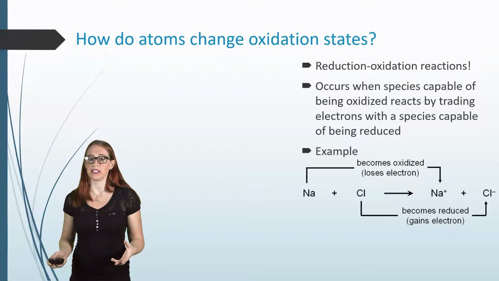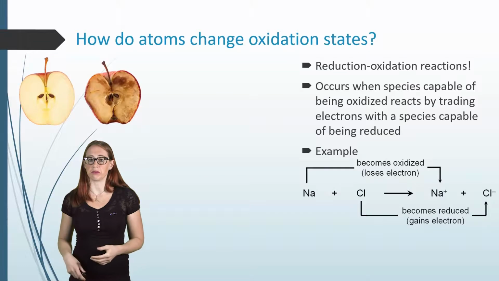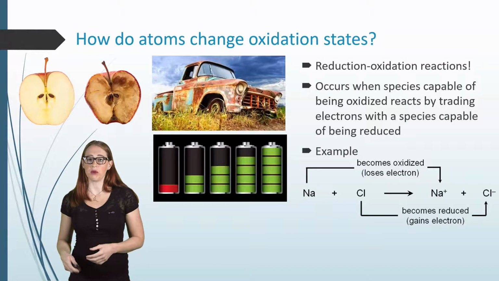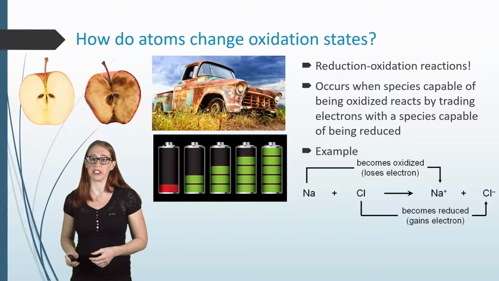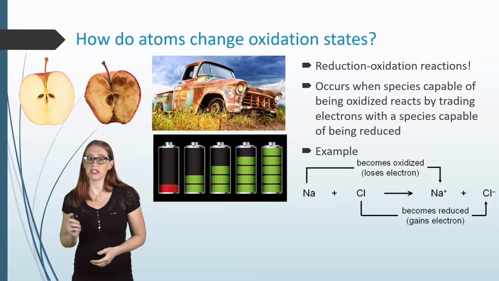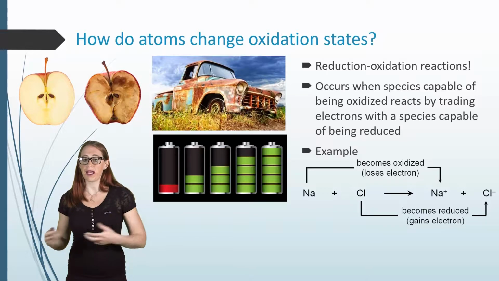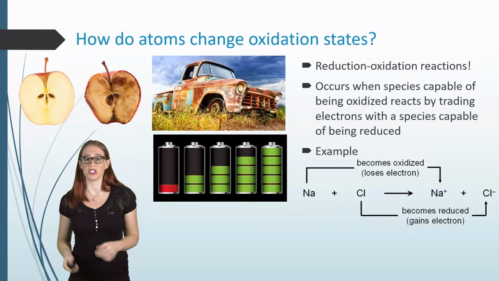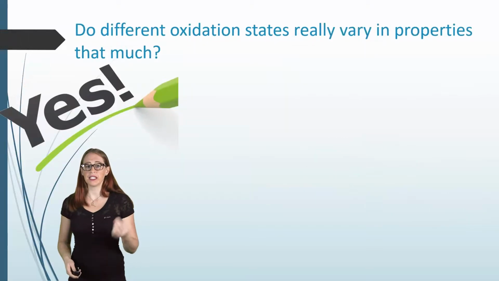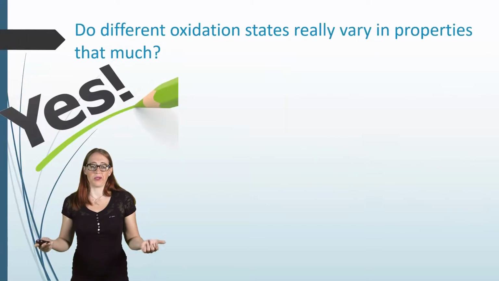Sometimes this happens spontaneously, as with an apple turning brown, or a car rusting. And other times, it won't happen unless a very specific set of conditions are met, or unless energy is put into the system. For instance, with rechargeable batteries, the batteries will not undergo a recharge reaction unless they are first given electricity. Now at this point, you might say, so they are different colors.